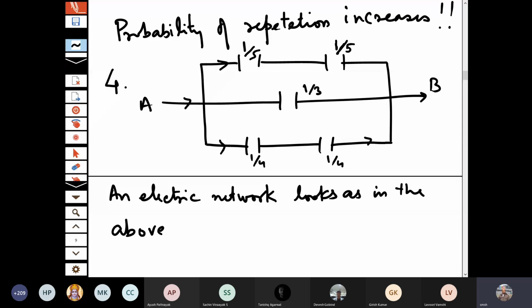Can you see the figure very clearly, whatever probabilities I have written? Yes, sir. Yes.